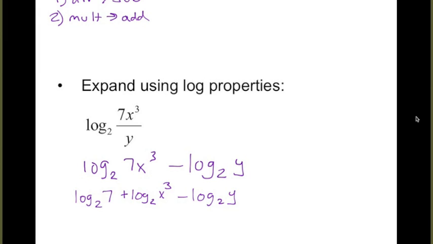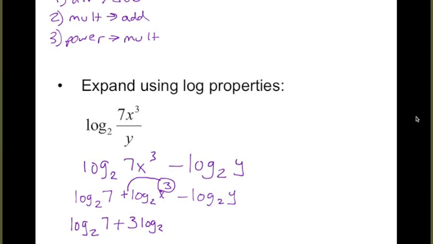Our goal is that inside of each log we will have just a single plain letter or number. So 7 is fine, y is fine, but x cubed is still too much going on in there. So our third and final property we're going to apply is that a power is going to become a multiplication. And that multiplication happens down at x cubed, that 3 is going to drop down in front and become a multiplication. And then the y part was fine.